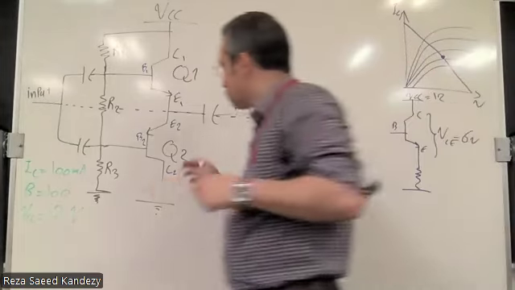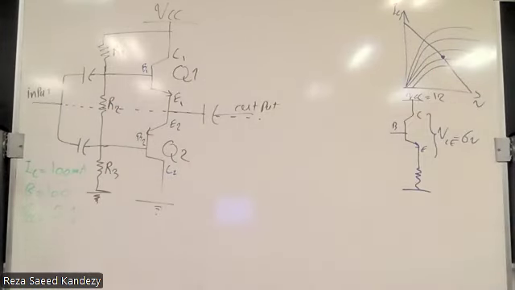So we have to design our biasing circuit in a way that we make sure we have those voltages around what we aim for. Are we good?